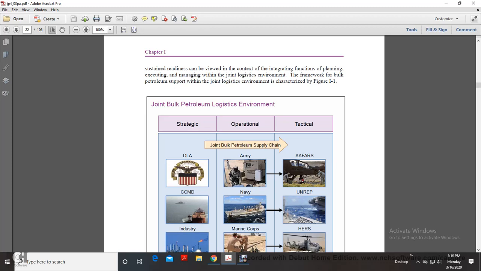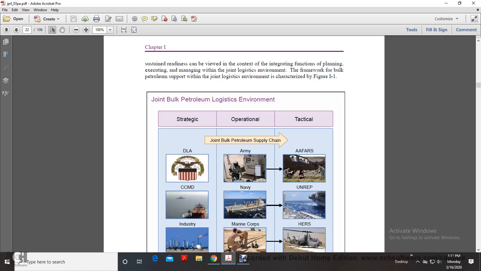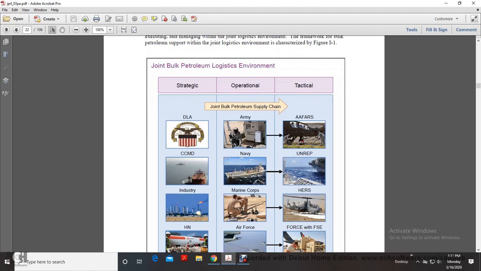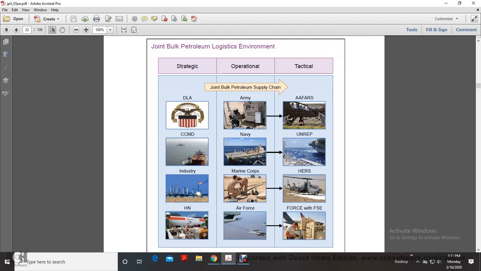the integrating functions of planning, executing, and managing within the joint logistic environment framework for bulk petroleum support. Figure 1-1, Joint Petroleum Logistic Environment, shows the strategic, operational, and tactical levels: DLA, the combat commander, industry, host nation, going to the joint petroleum structure: Army, Navy, Marine Corps, Air Force.